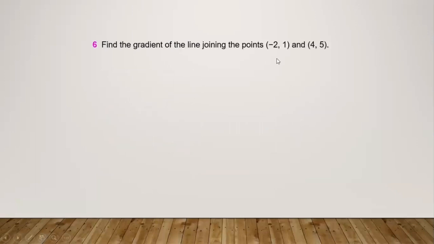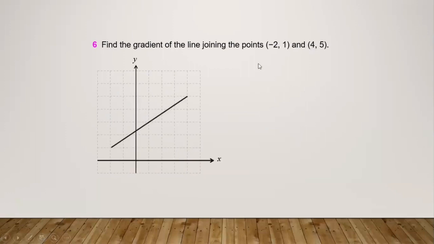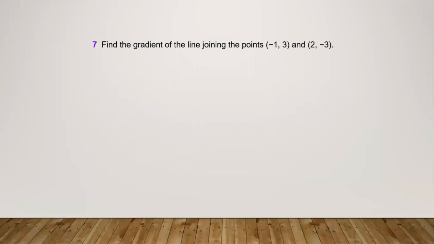Now here you are given the points (-2, 1) and (4, 5). First we locate these points and draw a line. This is the point where the x coordinate is -2 and the y coordinate is 1, and this is where the x coordinate is 4 and the y coordinate is 5. So the gradient: when I drop the perpendicular, it is 4 units and the horizontal distance is 6 units. So the gradient is 4 upon 6, which is 2 upon 3.